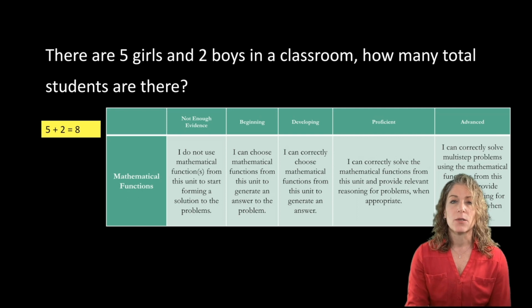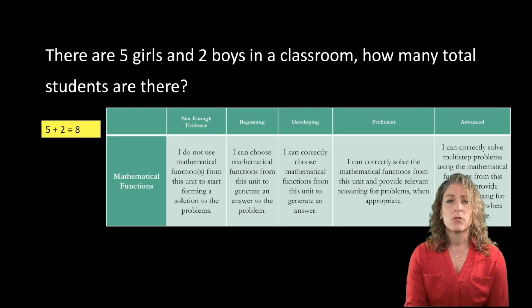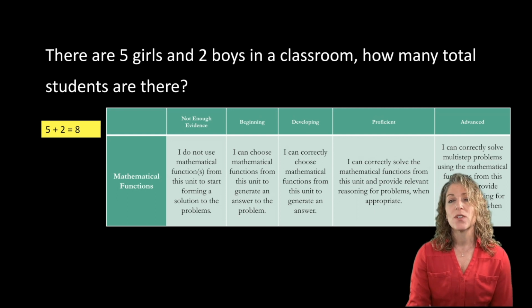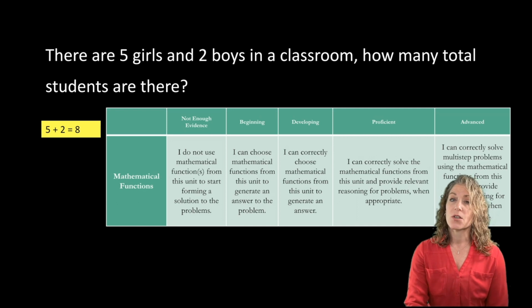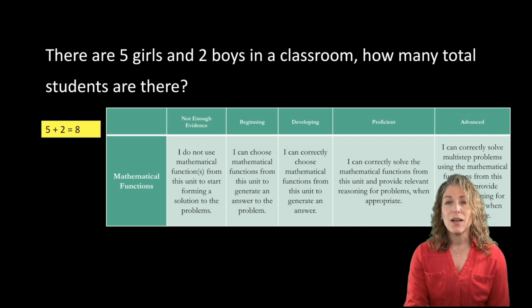Now look at developing. If their response is 5 plus 2 equals 8, they have correctly chosen the operation and generated an answer even though they made an error. Oh, great job choosing the function. Now let's just practice the math facts together and you can easily move up to proficient, because here proficient is where the student is correctly solving. Note that on this particular question, the student could not earn advanced because the problem does not require multiple steps.